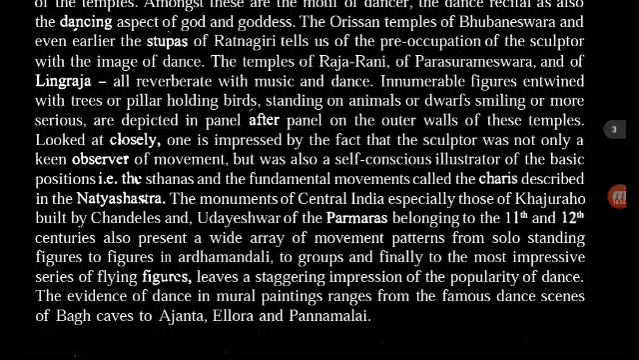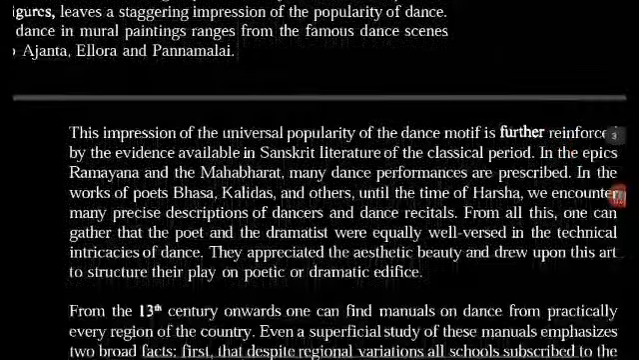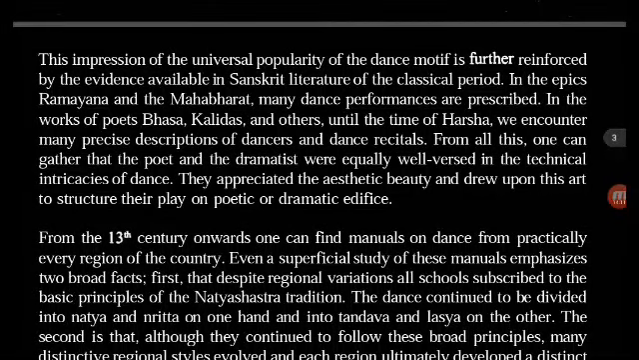The evidence of dance in mural paintings ranges from the famous dance scenes of the Bagh caves to Ajanta, Ellora and Sittannavasal. The impression of the universal popularity of the dance motifs is further reinforced by the evidence available in Sanskrit literature of the classical period. In the epics Ramayana and the Mahabharata, many dance performances are prescribed. In the works of the poets Bhasa, Kalidasa and others until the time of Harsha, we encounter many precise descriptions of dancers and dance recitals.